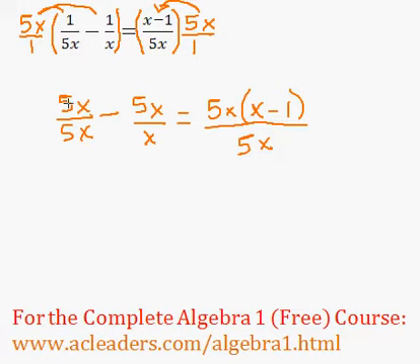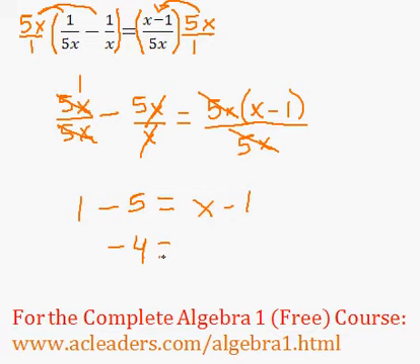So let's continue. 5x over 5x, I can actually cancel these out, and that will become just 1. Then 5x over x, the x's cancel out, and I just have a minus 5 there. So far on the left side of the equal sign, I have 1 minus 5, equaling 5x. Now I have 5x over 5x. Those can also cancel out, and that's going to be equal to x minus 1. Okay, so now we have 1 minus 5, which is negative 4, equals x minus 1.